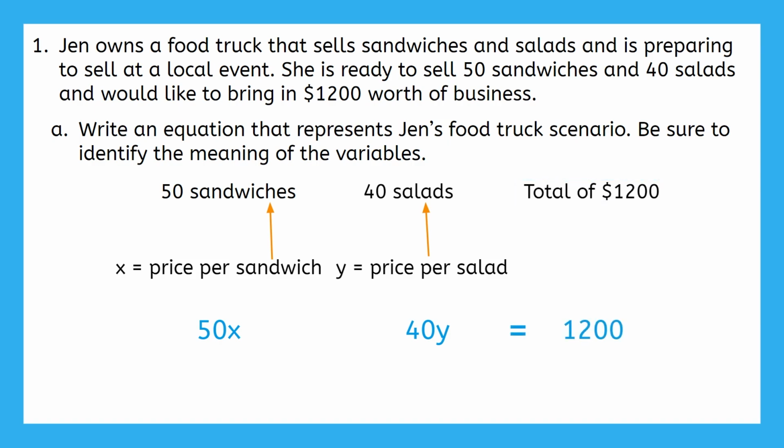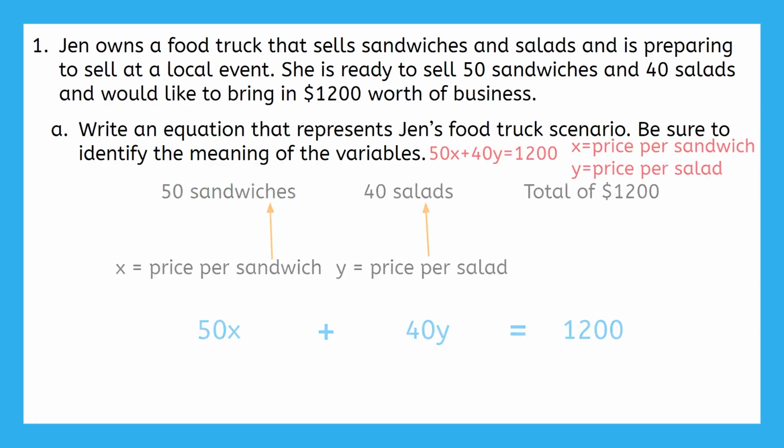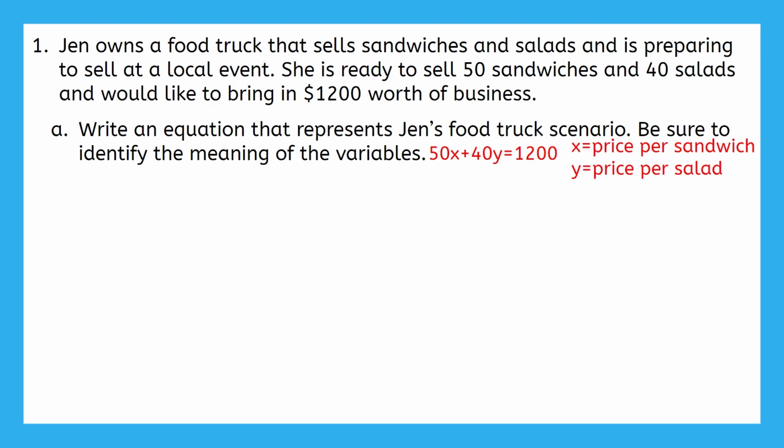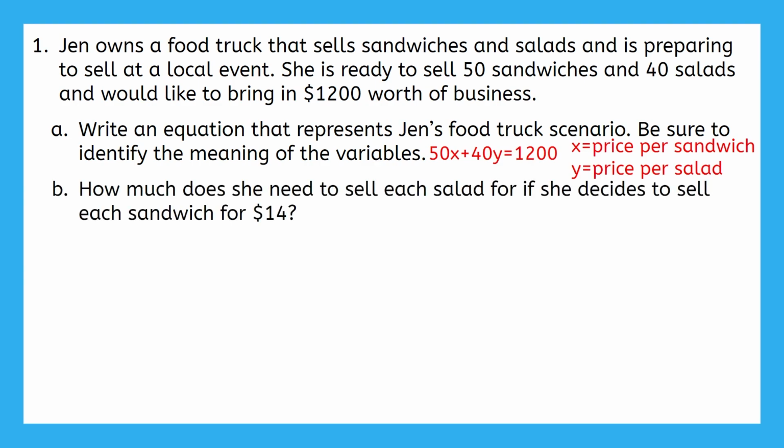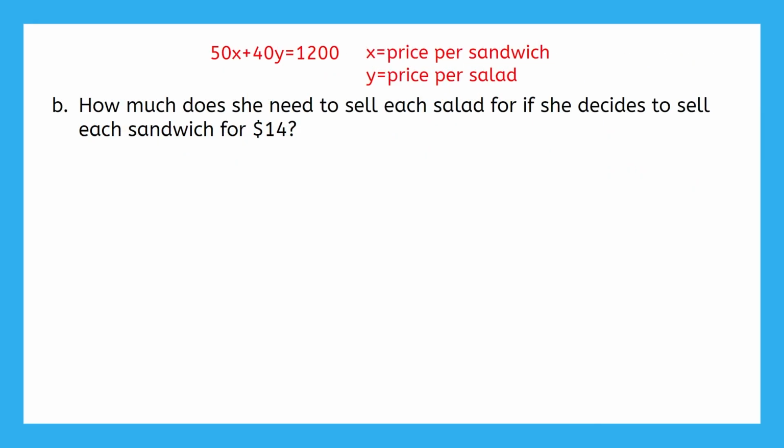Now, how would these two other terms come together to equal 1,200? What operation belongs between these? Adding these together would give us the total sales. Perfect! We have the equation, and we know what the variables stand for. Let's just clean this up a little. We'll need to focus on part B next, so let me make a little workspace here.